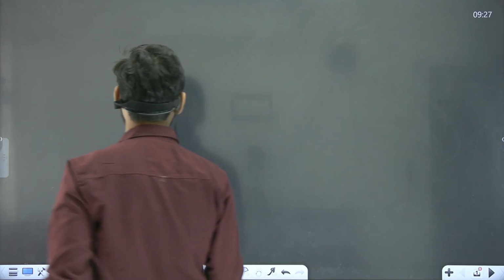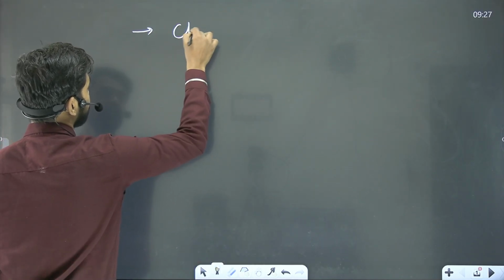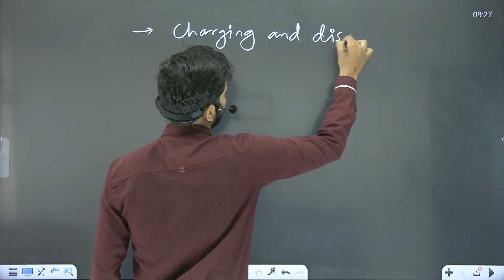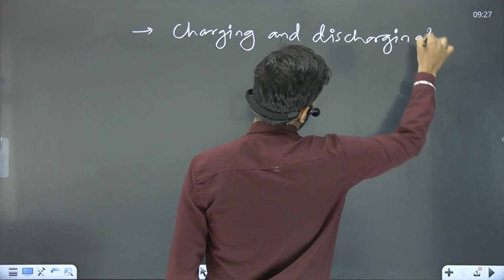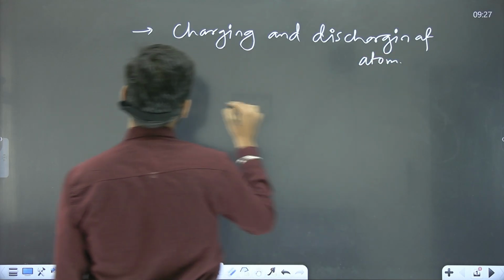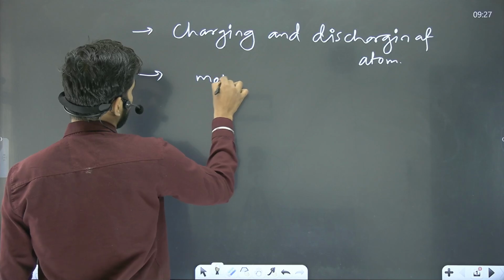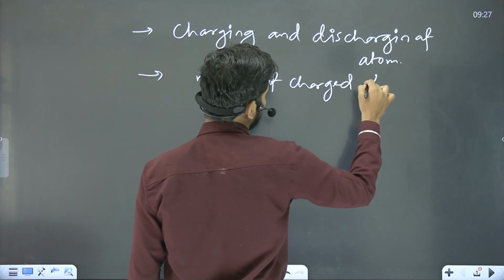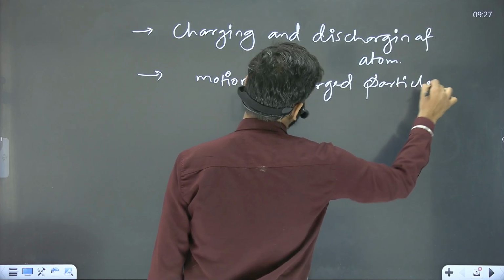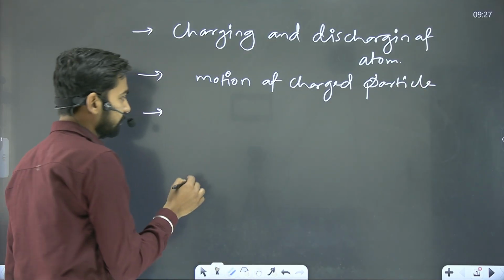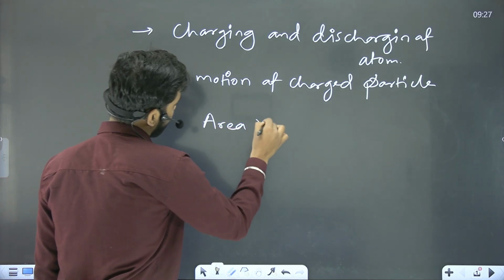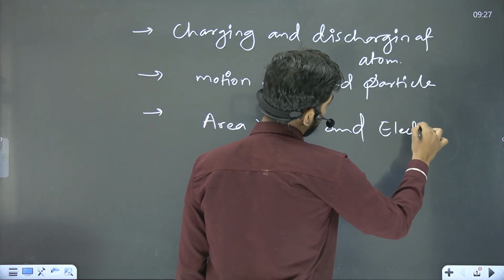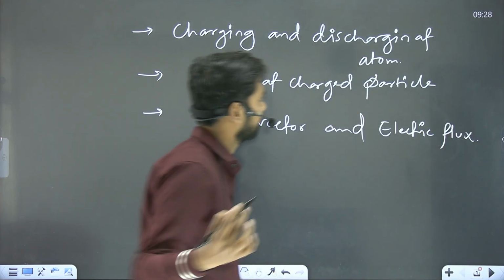Okay. So the motto of the class is charging and discharging of atom. Then we are going to learn about motion of charged particle. After this, we are going to learn about the area vector, and electric flux. Electric flux.